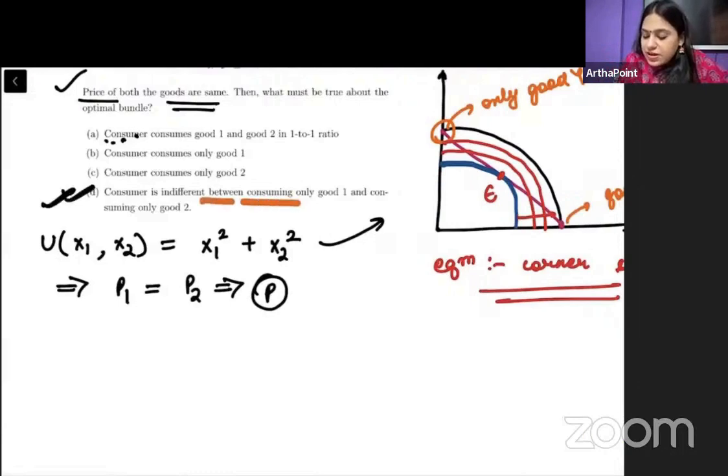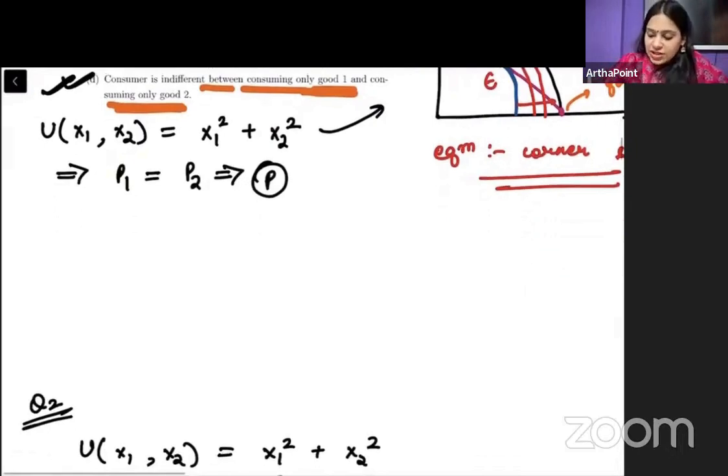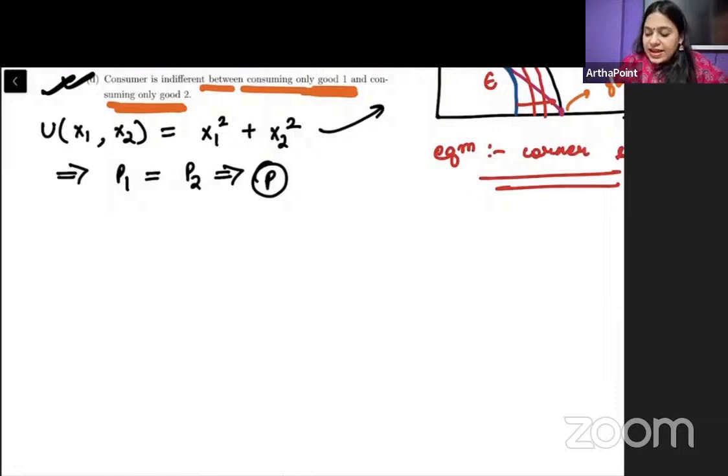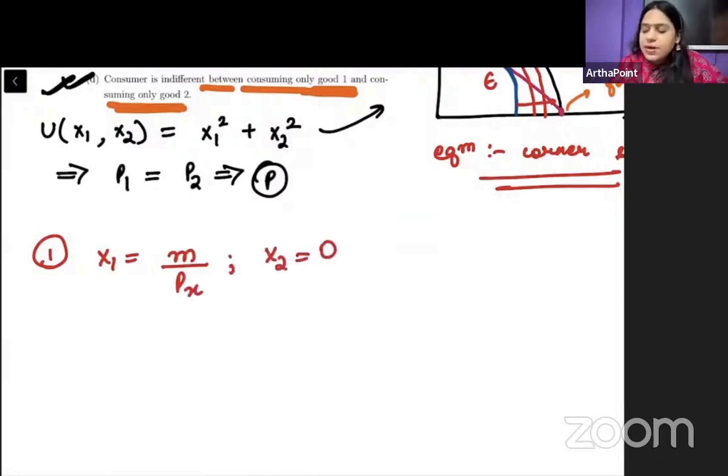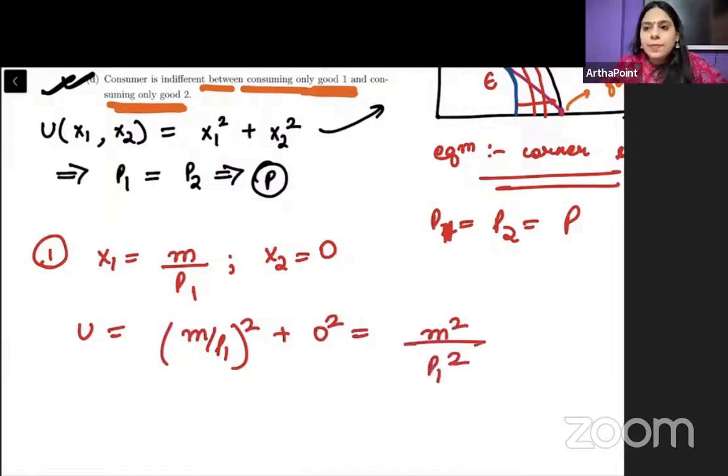Consumer is indifferent between consuming only good 1 or consuming only good 2. And I can give you a further proof of this. Just imagine that I start with my first bundle where I consume X1 is equal to M by P1 and X2 will be 0. The price of good 1 and price of good 2 are equal, so I just write P1 here. So what will be my utility, beta? M by P1 whole square plus 0 square. So M square by P1 square.